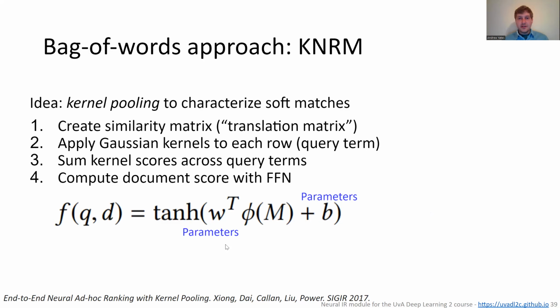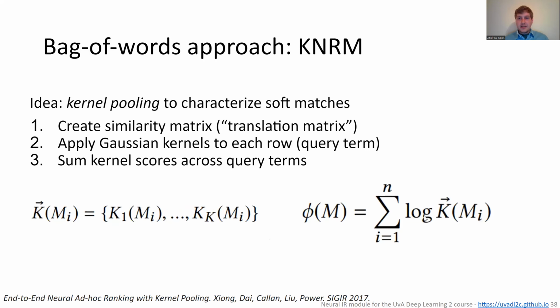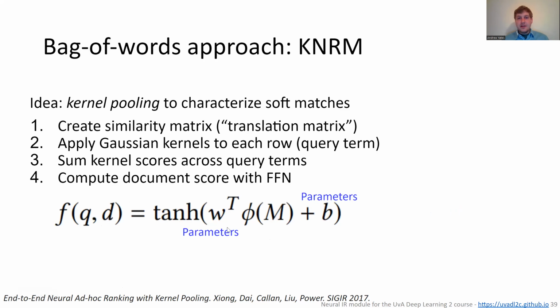This gives us this vector, this phi of m, because this is the sum of these across query terms, so we're still left with a vector of size k. And we essentially just use a feed-forward network, or you could call it a fully connected layer, a dense layer, whatever terminology you use, to compute a score given that vector.